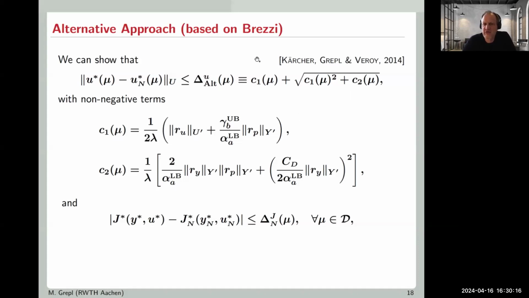So we can evaluate this bound, again, using an offline, online decomposition. And in the online stage, the cost to evaluate this bound is independent, again, of our finite element dimension. It only depends on the RB dimension. And I mentioned more importantly, we also require this bound for our cost functional delta nj. And this is basically, again, computed from the bound for the control, the bound for the state, the bound for the adjoint, using the dual weighted residual approach.